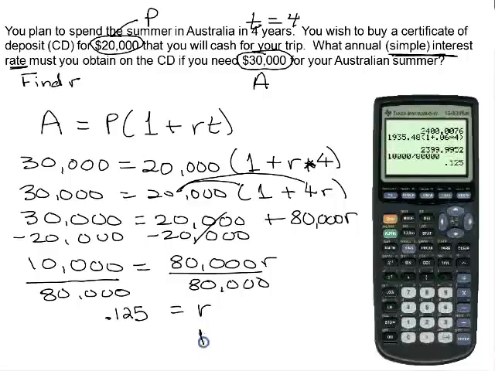Now this is the annual interest rate that we need to earn, so we need to convert that to a percent. So if we do the decimal slide, we'll get 12.5%. So in order for us to invest $20,000 today into a CD and leave it there for 4 years and end up with $30,000 when we cash it out to go to Australia, we've got to find a CD that pays 12.5% interest.